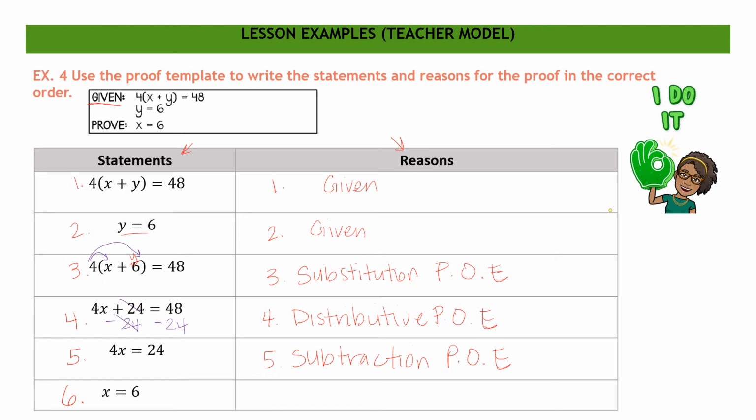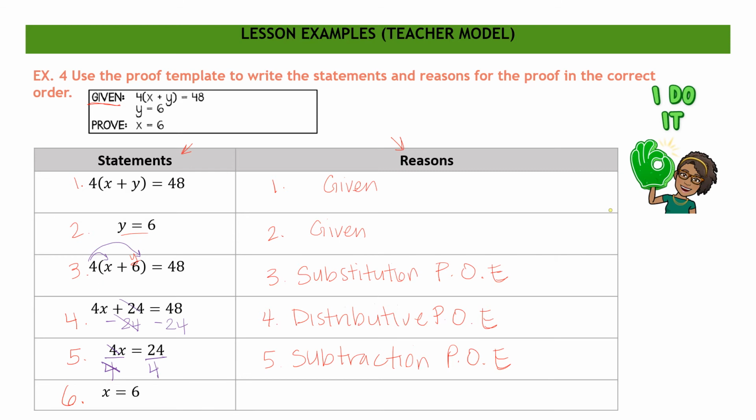equals 6. So once again, we look at the previous statement that came before statement 6, and that's statement 5, where we have 4x equals 24. So the question is, how did I jump from 4x equals 24 to x equals 6? Well, once again, we had to use some type of property of equality. And I know that property of equality had to be division because I need to get rid of that x in order for x to be by itself or to be isolated.